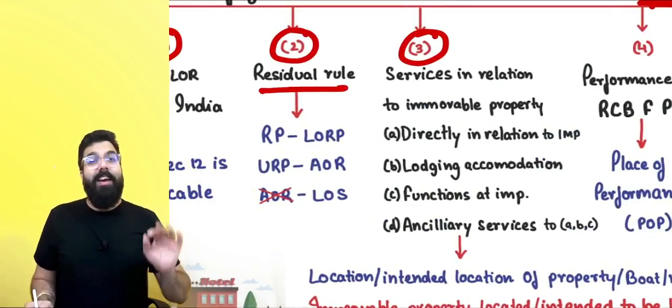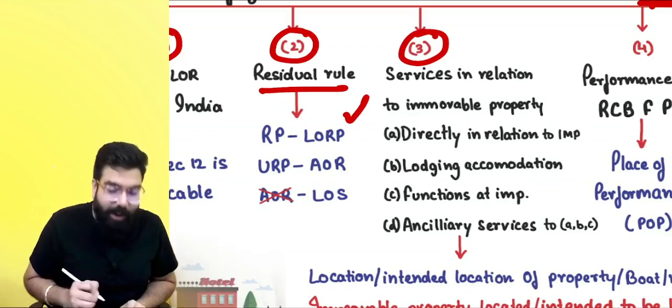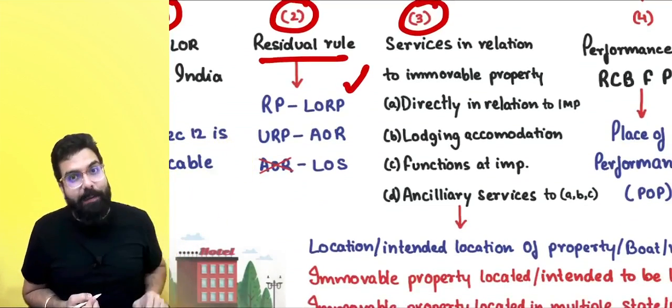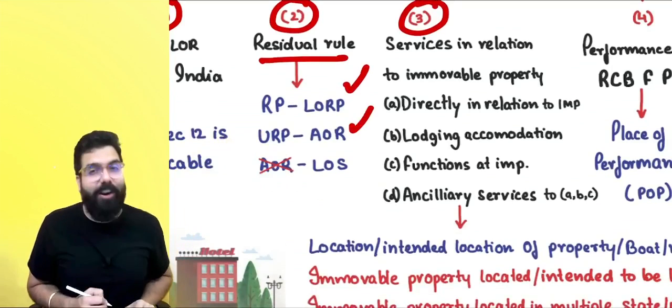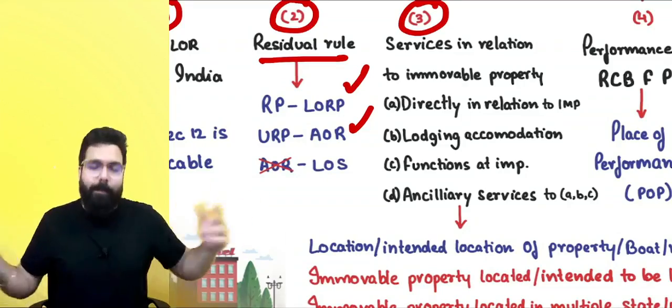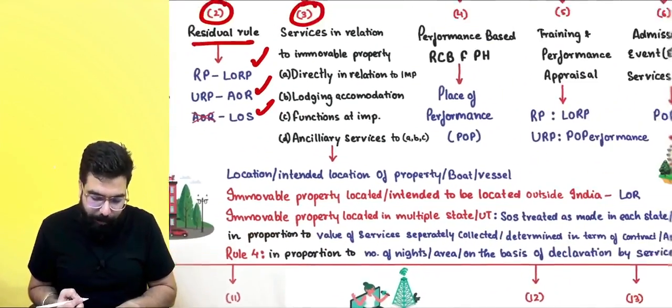The residual rule says for a registered person, the place of supply is always the location of the registered person. For an unregistered person, if you have given, do you have his address? Yes, sir, the address on record becomes the place of supply. If I don't have his address, the location of supplier becomes the place of supply.